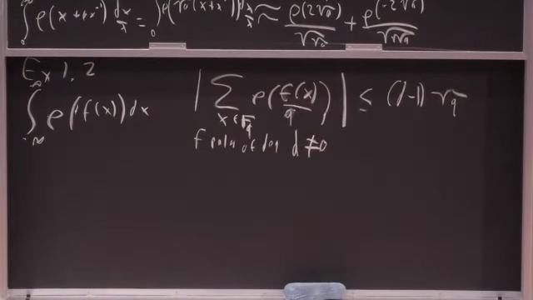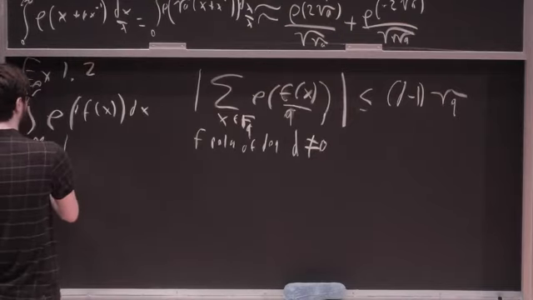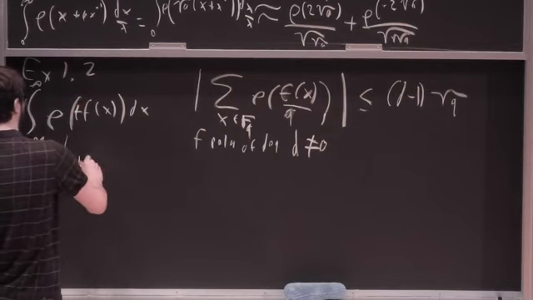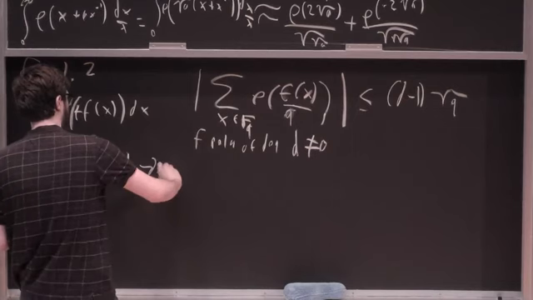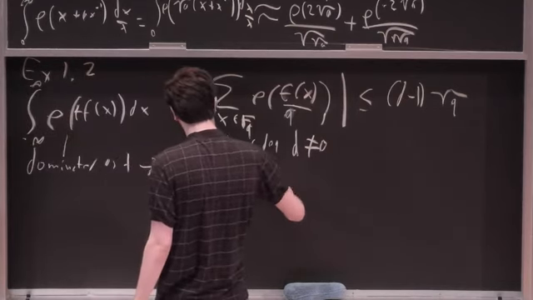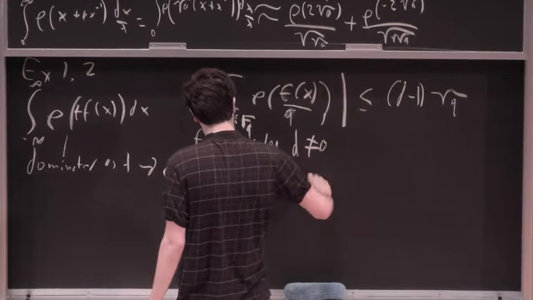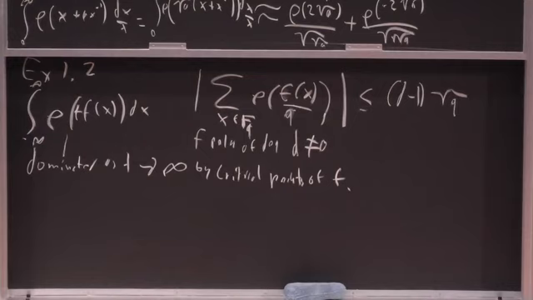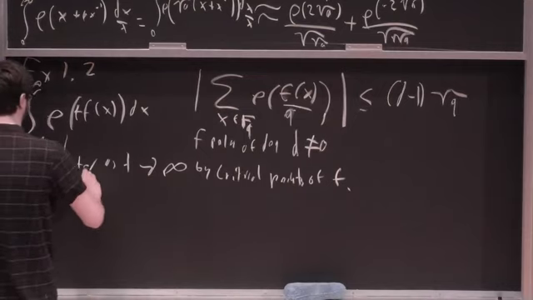We should expect to see the analogous constant appear on the other side. And when we do, this is going to be dominated as t goes to infinity by the critical points of f. And how many of those are there? There's d minus 1, which is the roots.